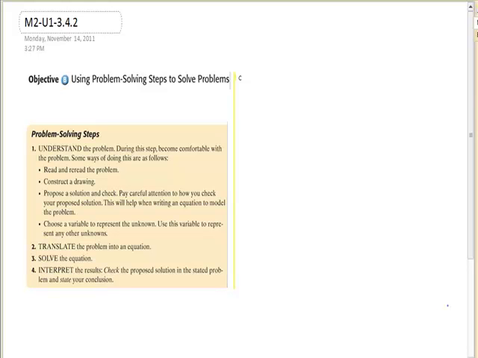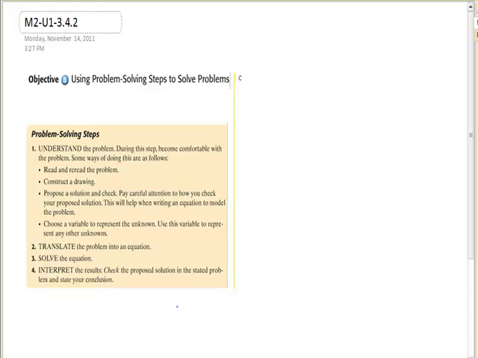In this lesson, it's going to be very important that you read problems carefully because we're going to look at word problems. We're going to translate them into algebraic equations, and then we're going to solve them. There are some steps listed for problem solving, and number one is to understand the problem. And you will read it and maybe reread it. Construct a drawing sometimes. Propose a solution and check. Pay careful attention to how to check your proposed solution.